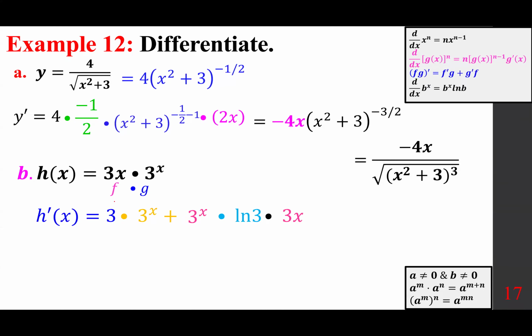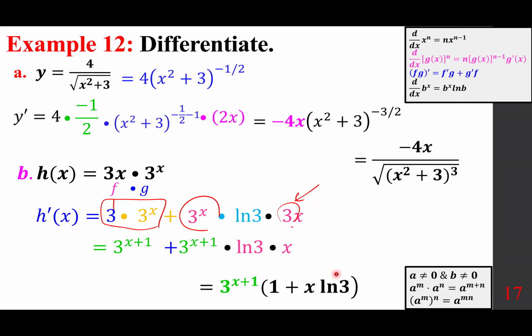Remember, this has exponent 1. So this is 3 to the power 1 plus x, or x plus 1. Same thing happens with these two. Okay. So if you factor 3 to the power of x plus 1, the first one gives you 1. The second one gives you whatever is left, x ln 3. We don't write ln 3x because one may think it's ln of 3x. Okay, so put the x in front. So what we did here, we used the product rule.